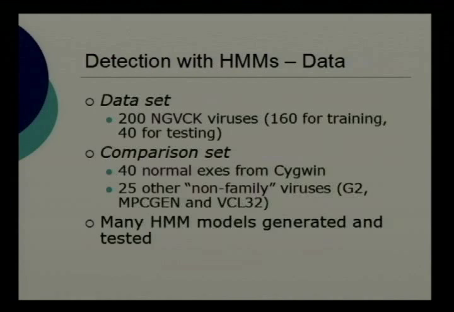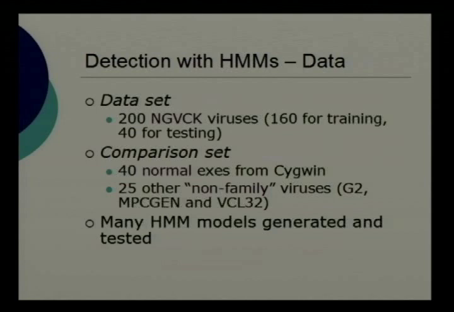Also, we want to know whether a program can distinguish a normal program from these ANVIC viruses. So we have 40 other executables from SIGWIN, and we also tested 25 other non-family viruses, which are the viruses we used in the similarity tests. In our tests, we generated 25 models using different numbers of hidden states. The number of hidden states ranged from 2 to 6, and we chose different sets of 160 training sequences to generate different models and do the same kind of tests.